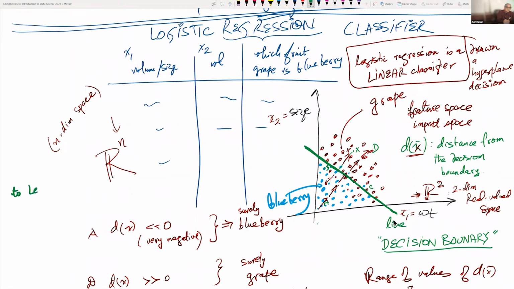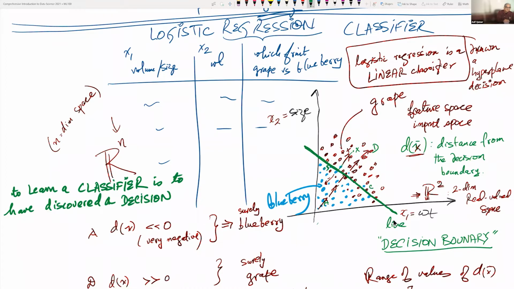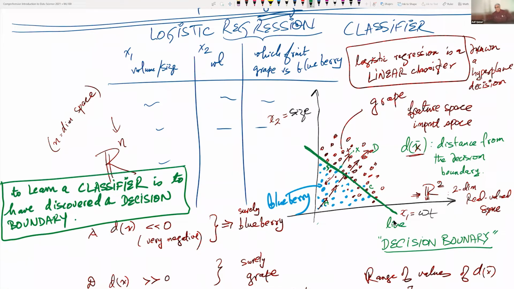To learn a classifier is to have discovered a decision boundary. This is an important statement. So it's a geometric way equivalent of this lot of algebra and so forth. It's as simple and as intuitive as that. Right? But all classification is a search for a decision boundary.